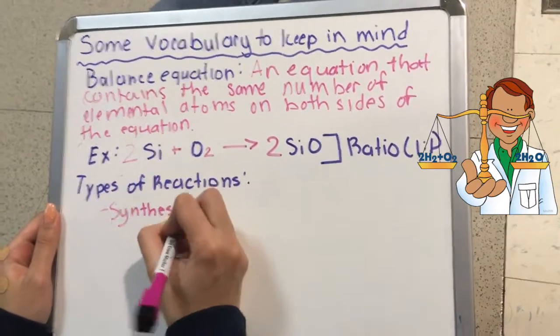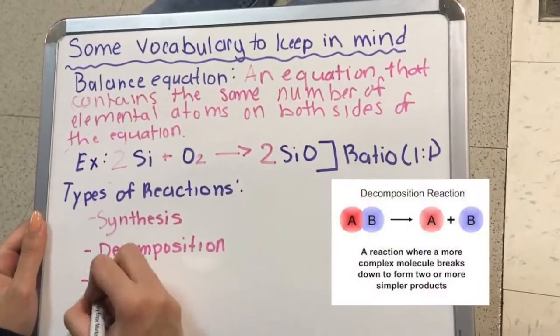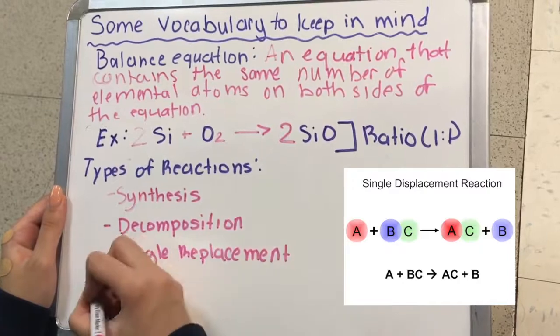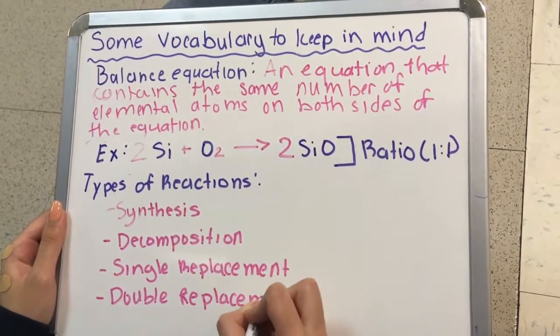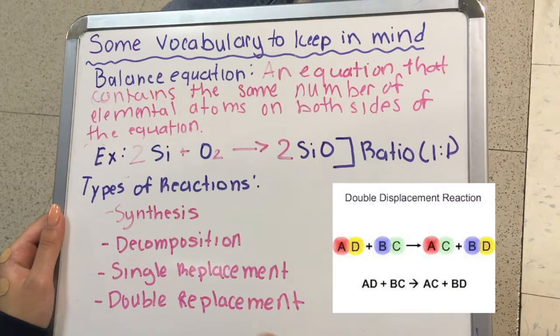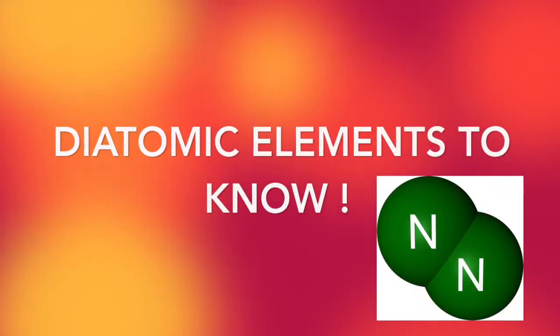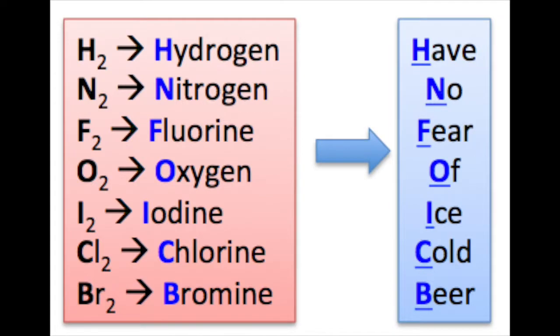Without diving too deeply, here are some types of reactions that you'll be seeing in balancing: synthesis, decomposition, single replacement, and finally double replacement. So now let's get into diatomic elements. Diatomics always come in pairs. You can tell by the subscript 2 below them. It's important to consider this when you're balancing your chemical equation.